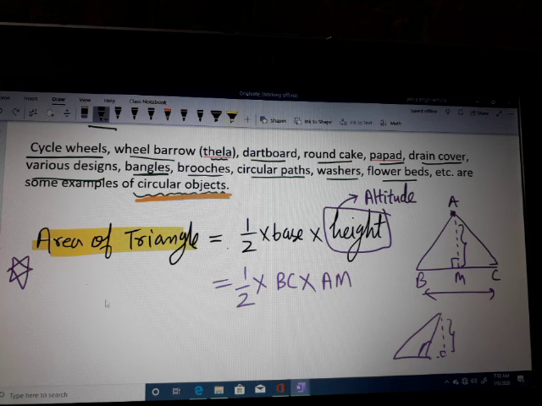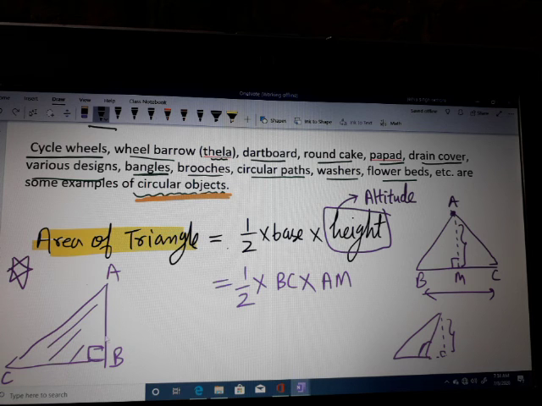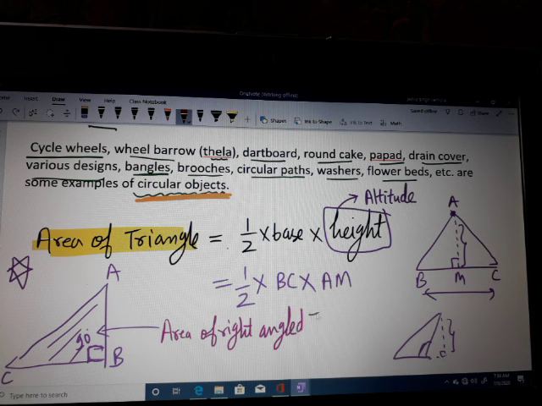In right angle triangles, if you are given a right angle triangle and you have to find the area of the triangle, this is 90 degrees. So you can find this is the altitude. Usually you can consider this as the altitude. So what is the area of a right angle triangle? Please remember, this is the right angle, this is 90 degrees. It means this is a right angle triangle. What is the area of a right angle triangle? The area of a right angle triangle equals 1/2 into base into height.